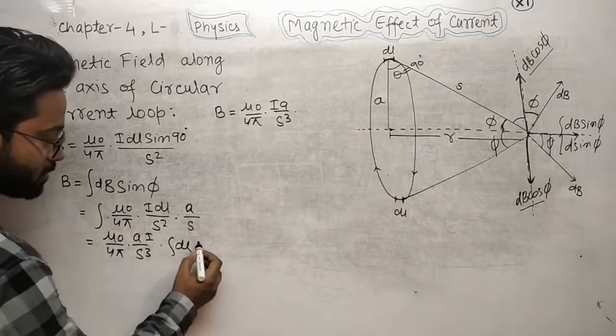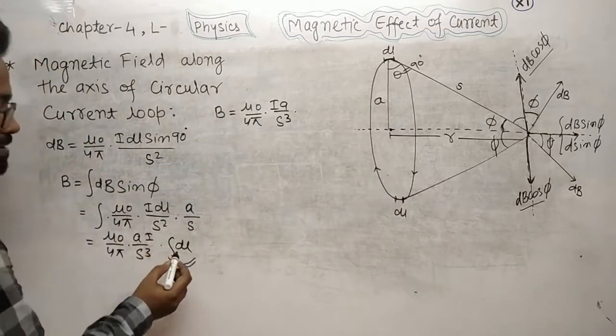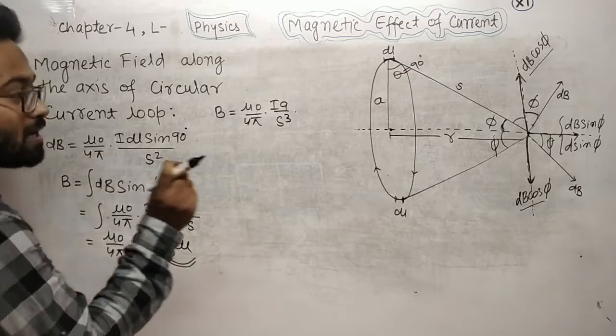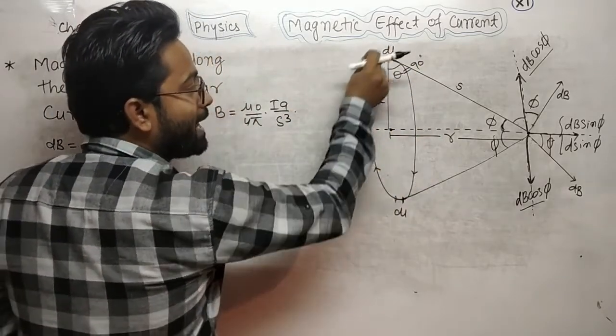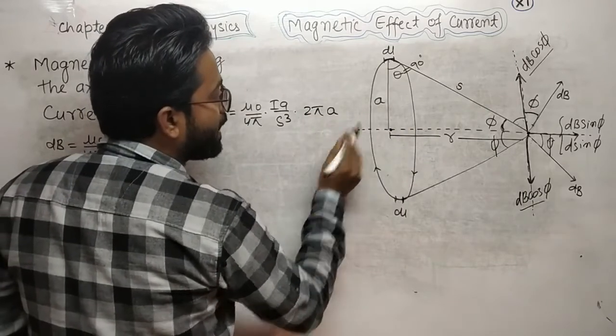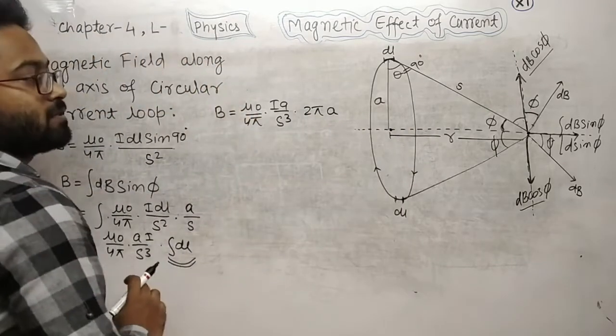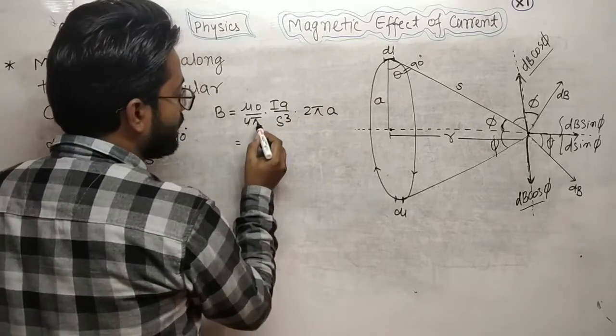Integration of dl will be what? Integration of dl means summation of all small elements. If you add up all the small elements, what will you find? That will be equal to 2 pi a. This is 2 pi a, the circumference of the circular loop.